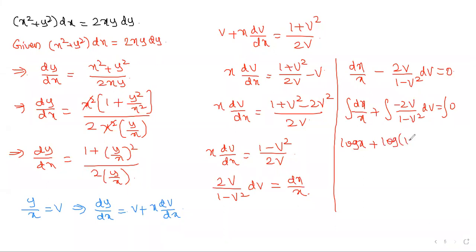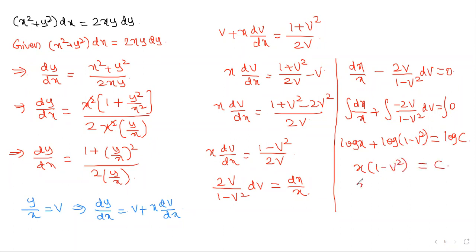Integral dx by x is log x, plus this value is log of (1 minus v square) is equals to, here we are getting logarithmic terms. So here also we have to take the constant in the logarithmic form only. It is log c. So log mn, and then cancelling the log, x into (1 minus v square) is equals to c.